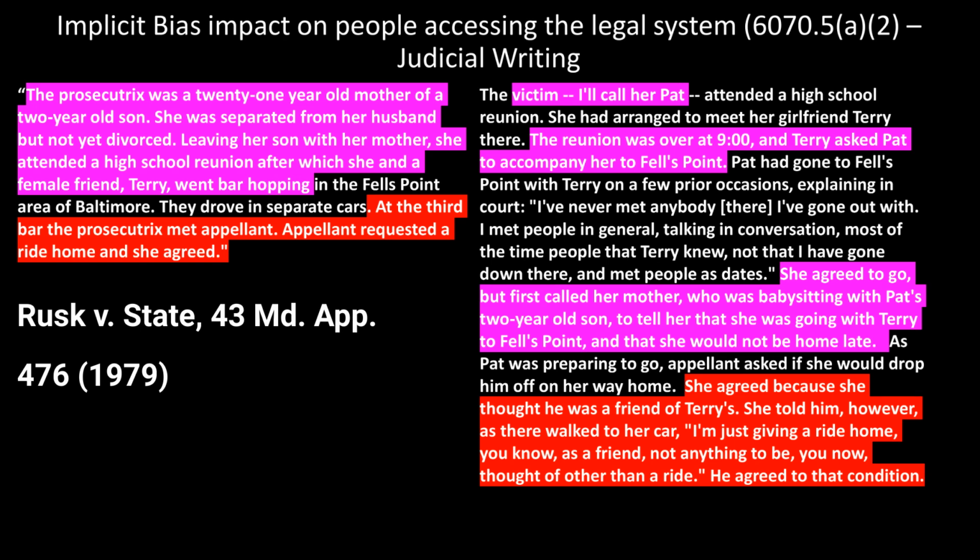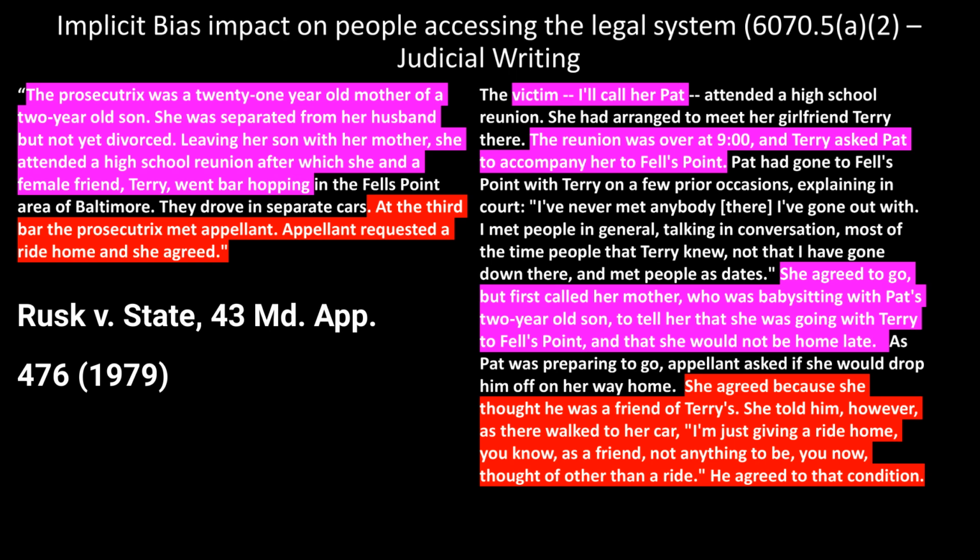They start out by stating that the prosecutrix was a 21-year-old mother of a 2-year-old who was separated but not divorced. She left her son with her mother and went to a high school reunion where she went bar hopping. Now that is a version of the facts that the majority adopted, and we can see in there already various implicit biases, from calling her the prosecutrix rather than the victim, or using her actual name, to the idea that she essentially dumped her kid with her mom and went bar hopping, which itself paints a picture of a particular kind of person.